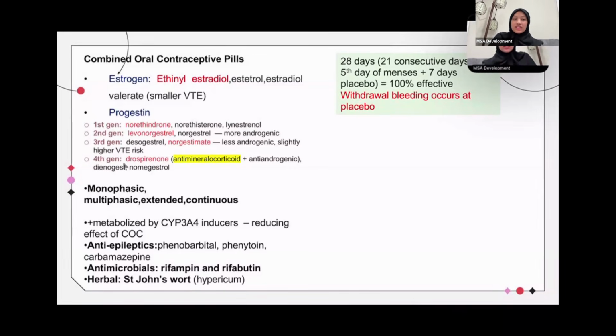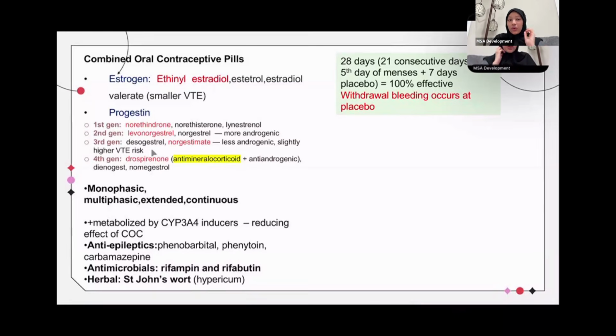Fourth generation is a bit important because she keeps mentioning this, so I have a feeling it's important. Drospirenone is again a progesterone, but it's special because it has an anti-mineralocorticoid effect and an anti-androgenic effect. So not androgenic at all.